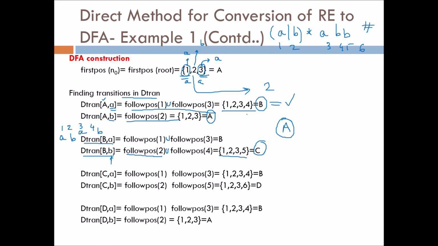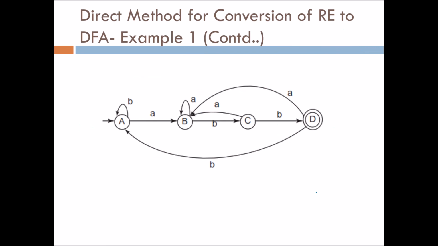So A, if you see here, on a should go to B. A on b goes to A. Similarly, you will construct the other nodes here, and based on the transitions which we have, we will construct the DFA. Which will be the initial node? It will be A. Why? Because the root is pointed to by A. So there will be only one initial state, which is A. And after you completely draw it, this will be the DFA which you get.